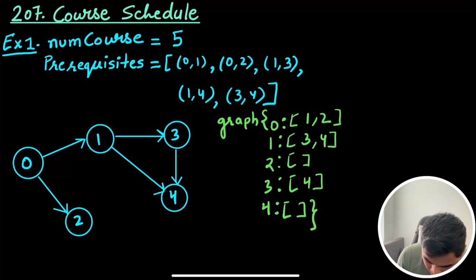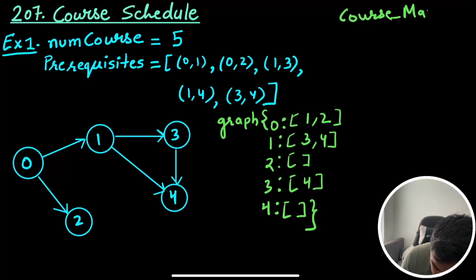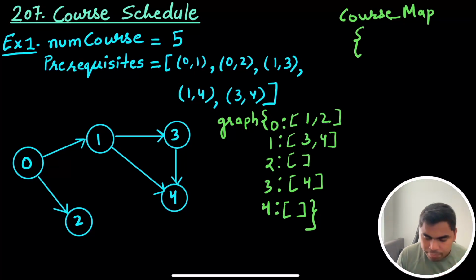Okay, there is one more thing I'll create, which is a course map. In my course map, I'll mark the node that I'm currently visiting as false in the beginning, just in case there is a cycle. And we'll change this example just a little to understand that. But before that, let's understand how we are going to visit this.